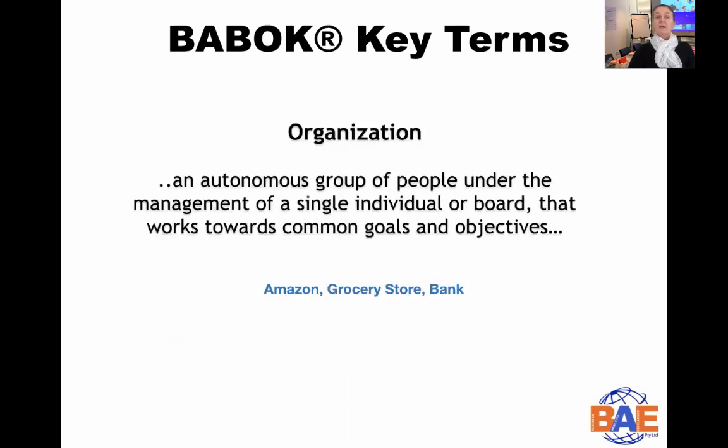All right, so organization. It's an autonomous group of people under the management of a single individual or board that works towards a common goal or objective. I've come up with a couple of examples here. It could be as big as Amazon, or it could be the grocery store on the corner, or it could be a bank. So any group of people working together. Do you perhaps have any examples here?